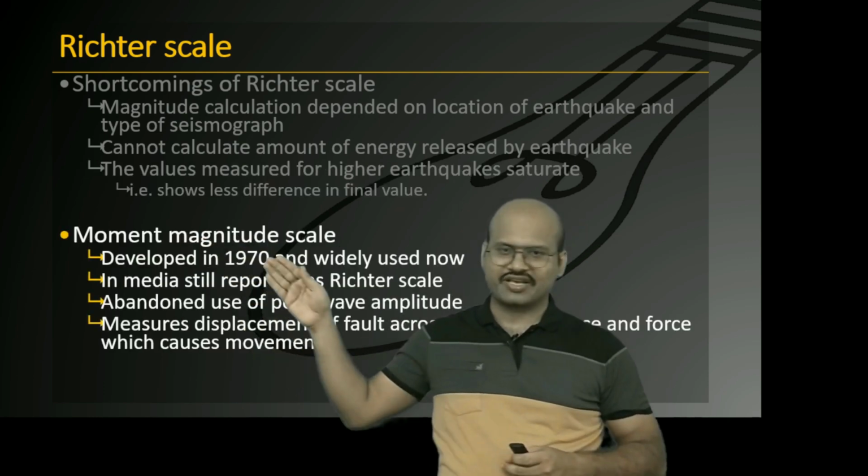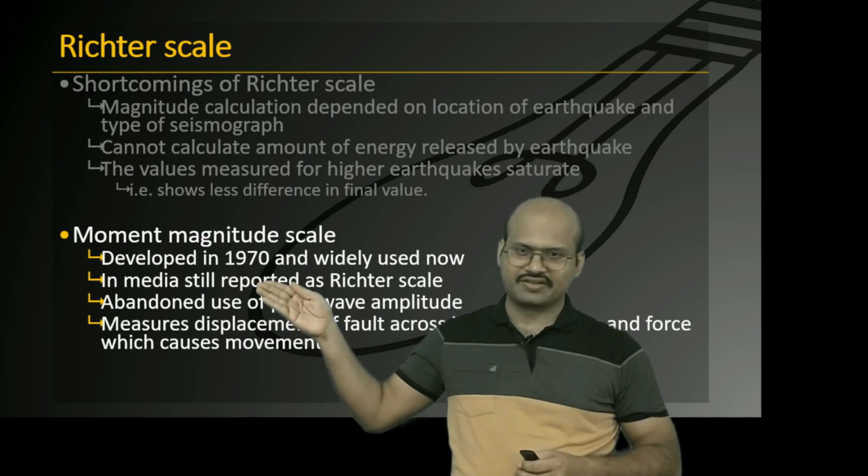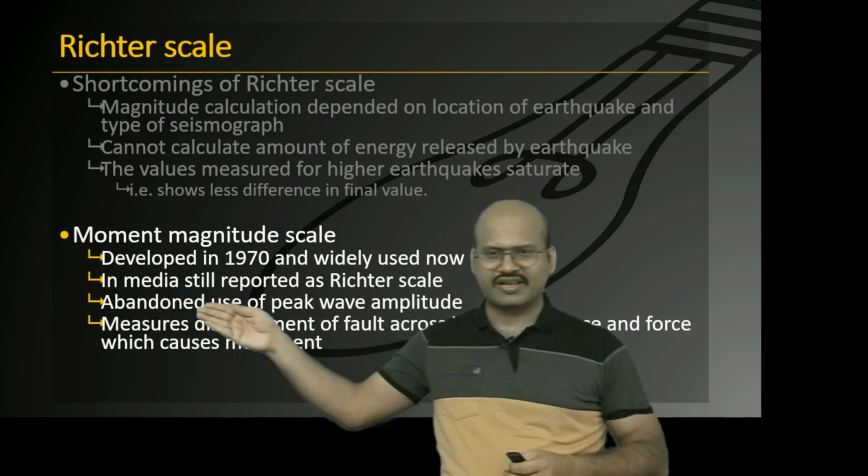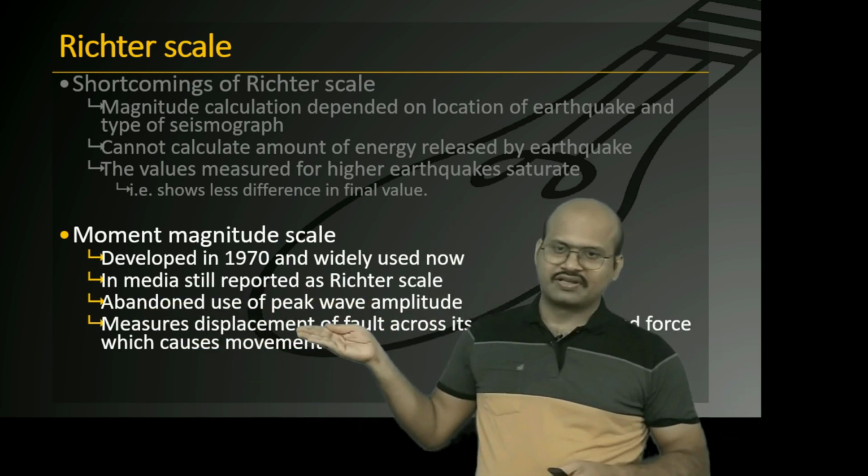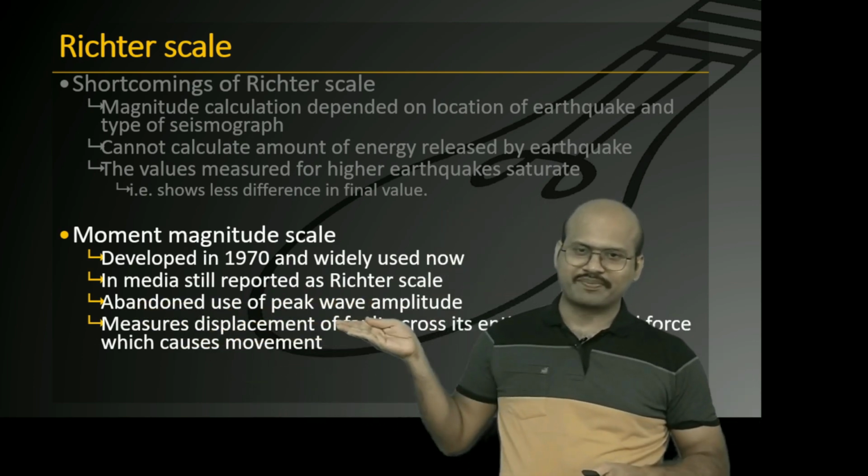The moment magnitude scale has been used since 1970. This is different from the Richter scale, but it is mainly reported in the media as the Richter scale. This has abandoned the use of peak wave amplitude.